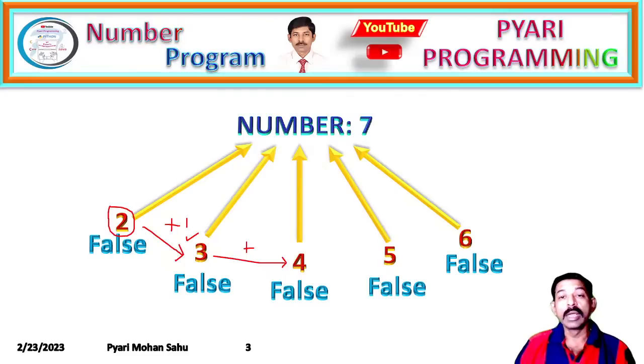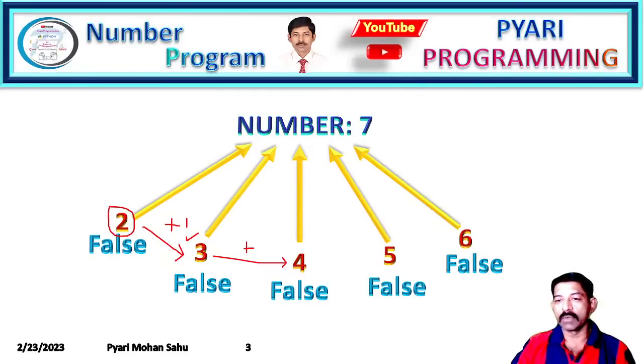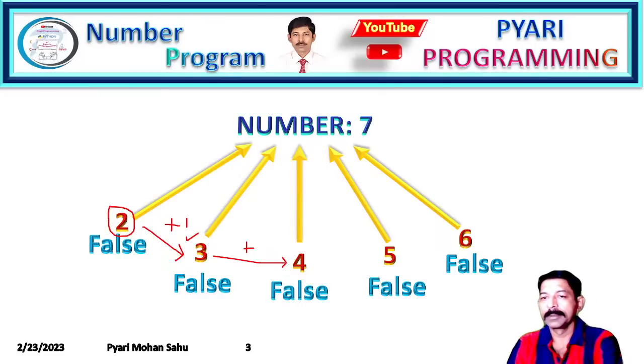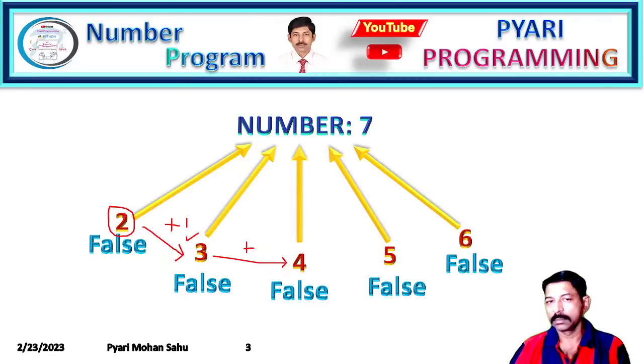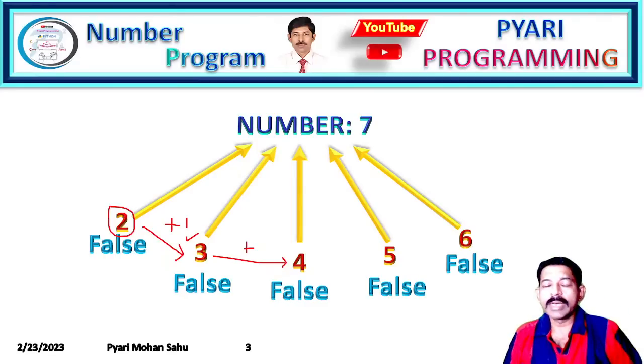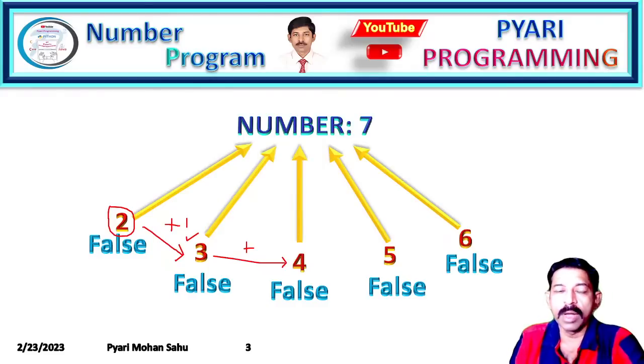Not divisible. Now, do I need to check with 7? My question is, do I need to check with 7? As I said, every number is divisible by 1, so that's why I have excluded 1 and started from 2. Now every number is divisible by itself, 7. So do I need to include 7 or not?